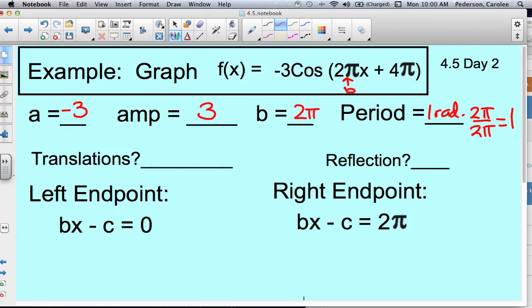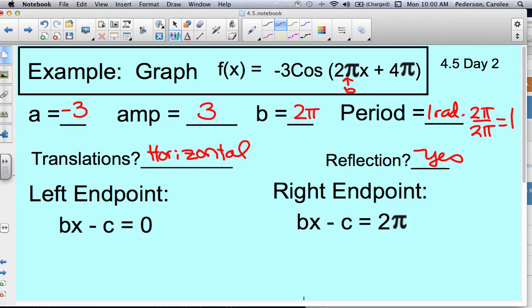Is there any vertical translations, up and down? Any d? No, our d would occur on that back side of the equation or way in the front if they try to trick you a little bit. What about horizontal? Now there is, yes, there's that parentheses going on there. So there is a horizontal translation. What about reflection? Is there a reflection? Yes, that negative.